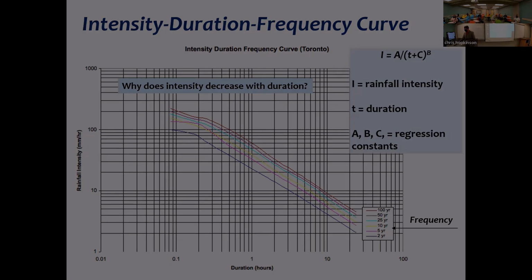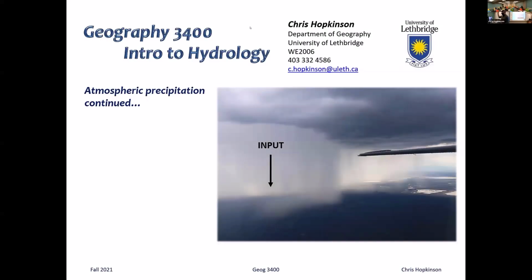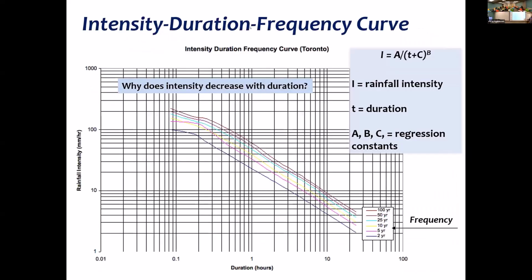So the first 15 minutes or so, precipitation. This is where we left off, this intensity plot. I started to explain it, but it was really quick. It was the end of the lecture, so I'm just going to quickly go over this again.